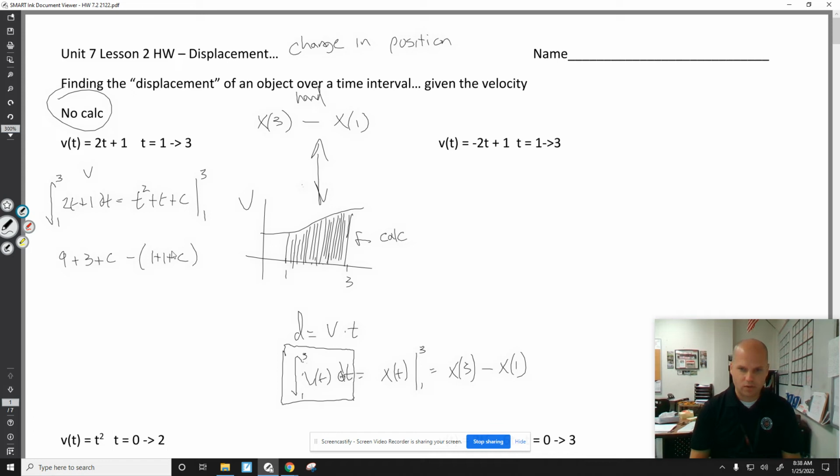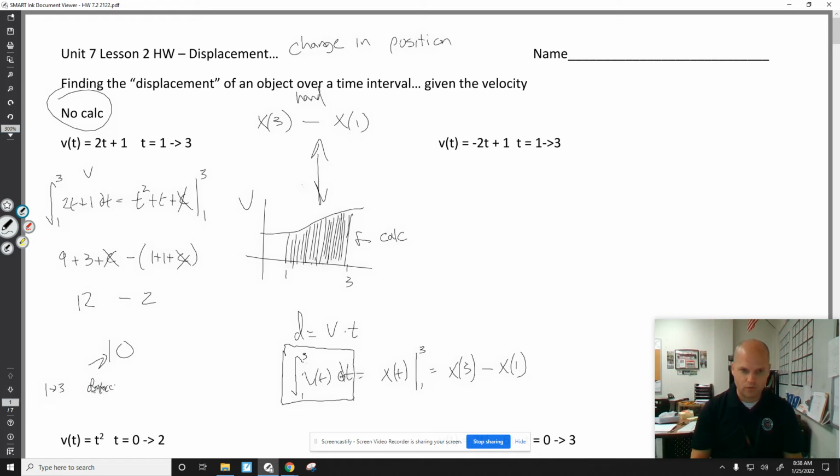When I subtract those two things, the c's will cancel. So what I'll tell you is that you can essentially ignore the c when you take the antiderivative when we're subtracting the antiderivative at two different points. So you'll just get 12 minus 2, or 12 plus c minus 2 minus c, and that gives you 10. So my displacement is 10, or you could say from 1 to 3, I've displaced 10 units to the right.